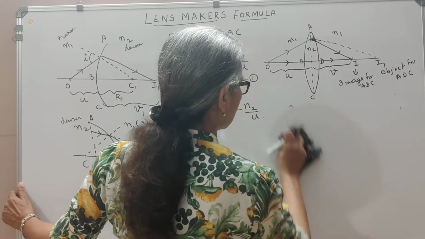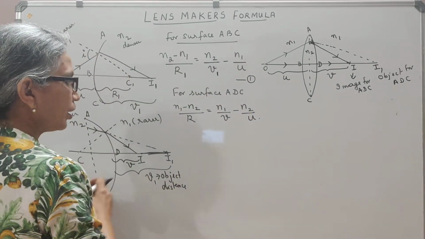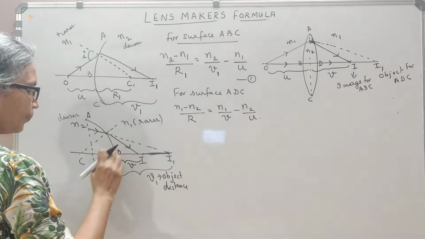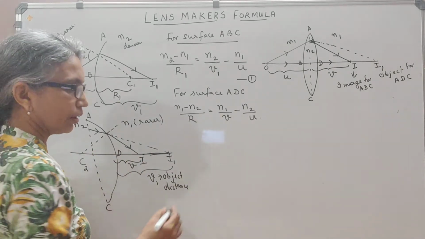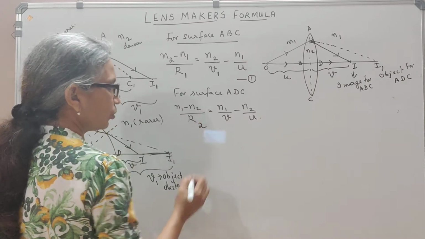Okay, so here we have this equation. Again, here we need to make some changes. I told you, your second surface may have a different radius of curvature, right? So I will put this as R2.